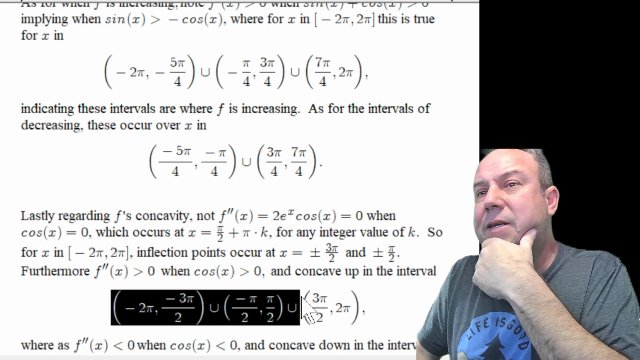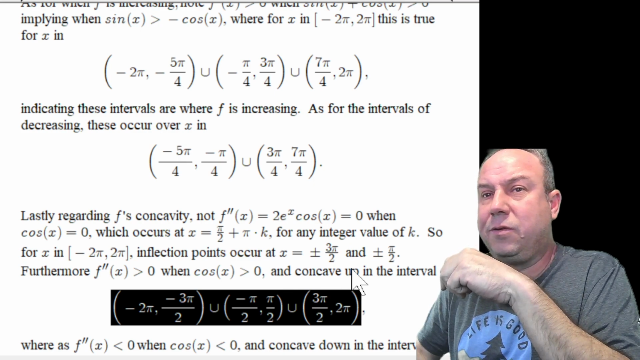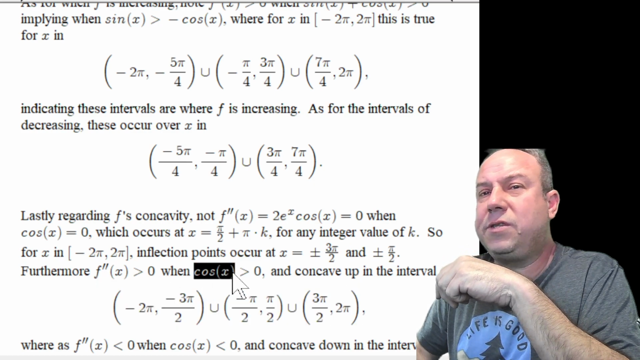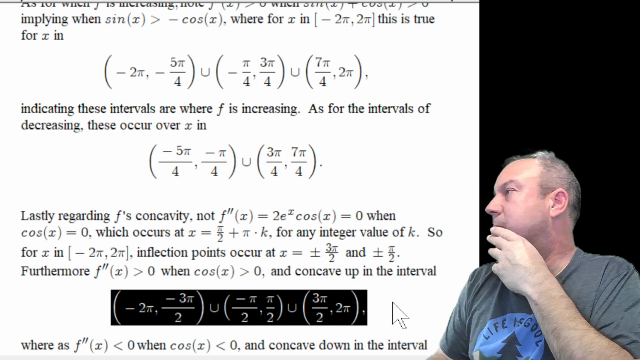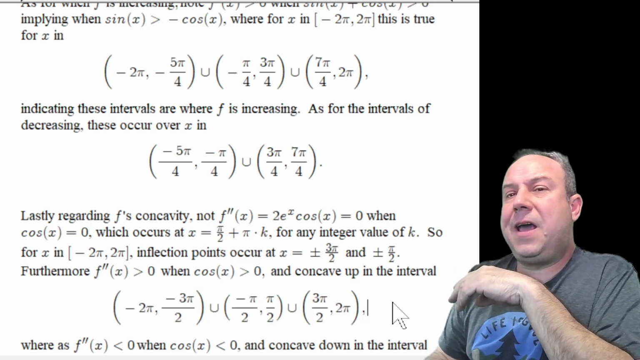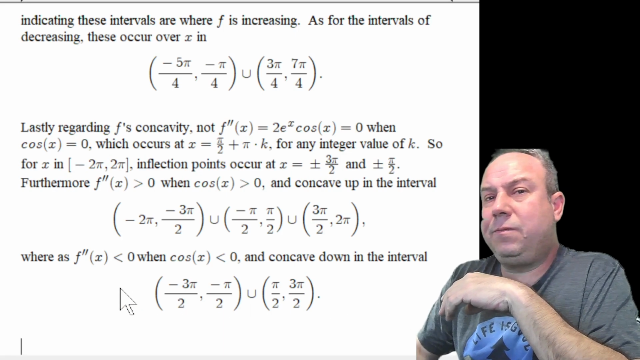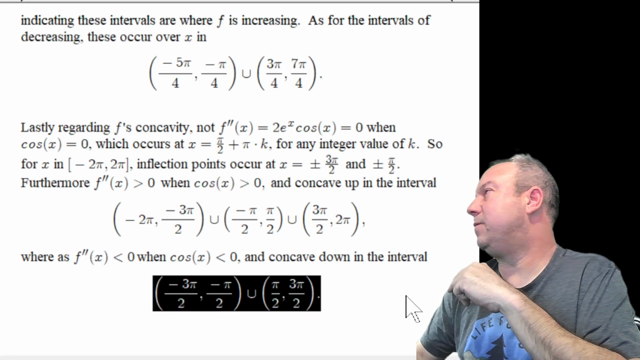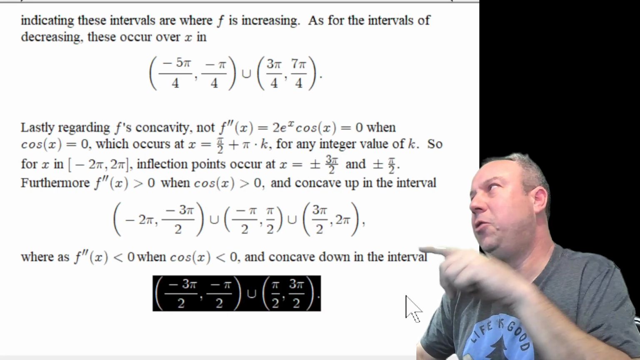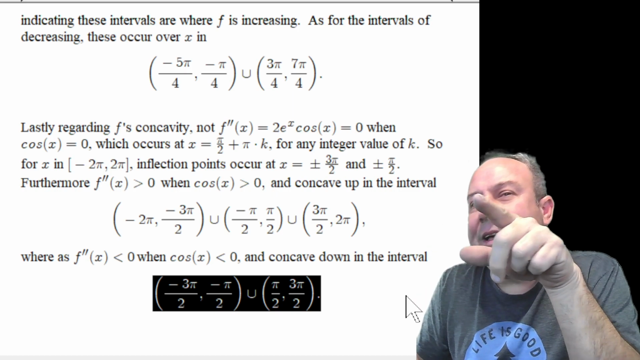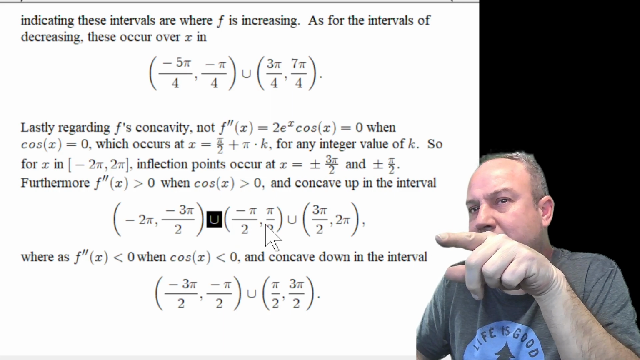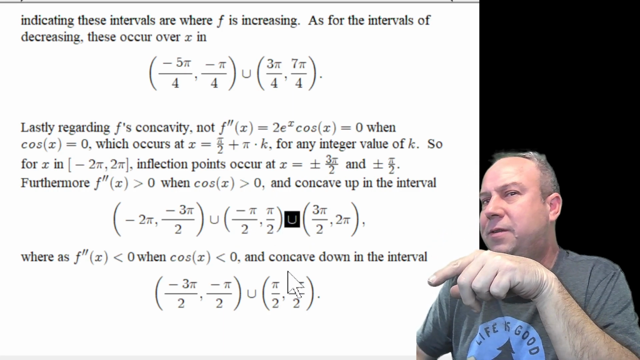So that does divide up our intervals, where we'll see the cosine of x will be greater than 0 in these 3 intervals, and it'll be less than 0 in these 2 intervals, in between the others. All right.